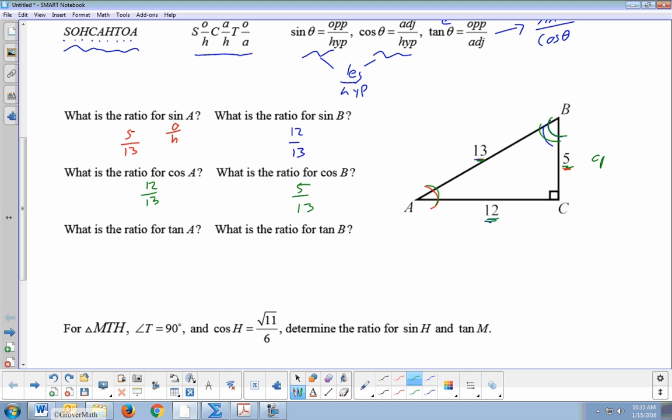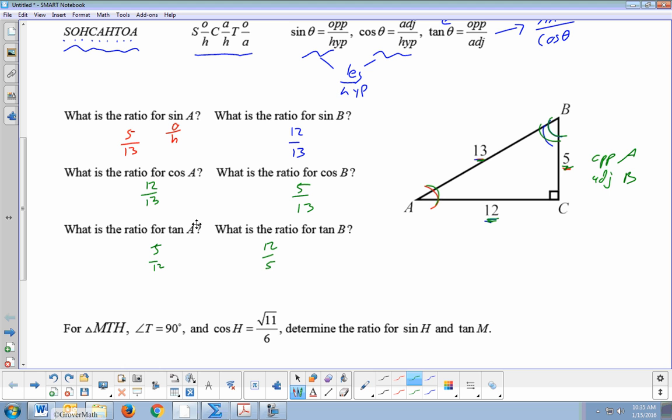Like this is opposite angle A. Well, it's also adjacent angle B. That's why sine A and cos B are going to be the same. And then tangents, you're comparing the two legs, opposite over adjacent. So from A's perspective, opposite is 5, adjacent is 12, so that's 5 over 12. And for B, opposite over adjacent is 12 over 5.